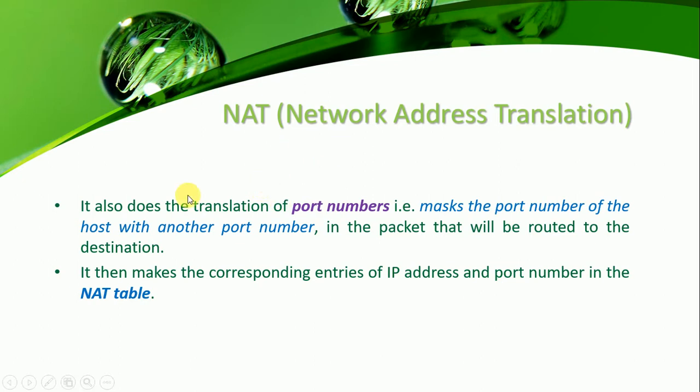NAT also translates port numbers. It masks the port number of the host with another port number. Port numbers are used for applications. Suppose for browsing the port number is 80. NAT translates that 80 to another port number for identification of a system, and also notes the port number and IP address in its own NAT table, the network address translation table.